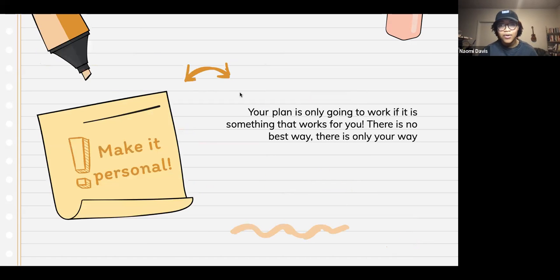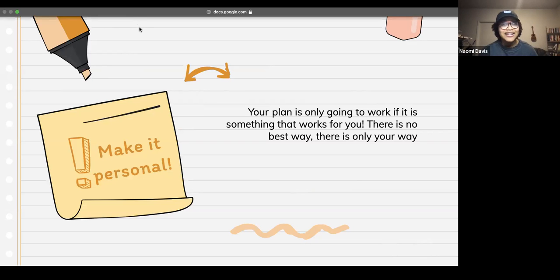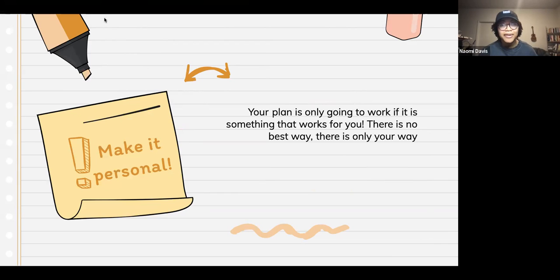Okay. So, yeah, I already said this. Just a reminder, to make it personal, the only way that this is going to work is if it works for you. There's no best way. There's just your way. So find the way that works for you. And that can be a bit of trial and error. Sometimes you can try something for a week or a couple of days, and if you're like, actually, this isn't working, this isn't helping me to contextualize any of this information, then it's like, okay, try something different.